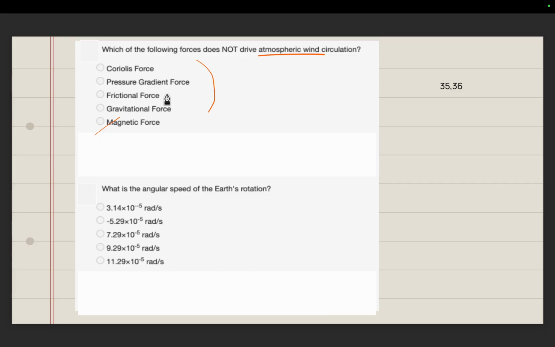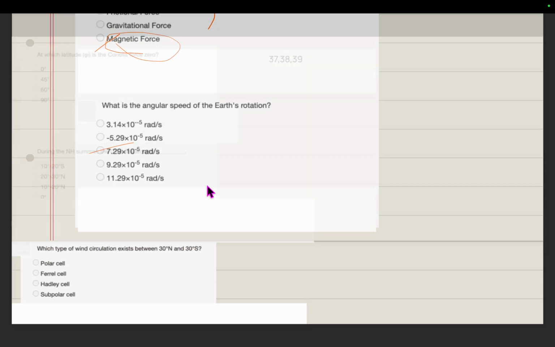And the gravitational force is balanced for the vertical extent, and the magnetic force has no effect in the atmospheric wind circulation. And then question 36. What is the angular speed of Earth's rotation? Option C, 7.29 × 10⁻⁵. Yes, option C is correct for question 36.